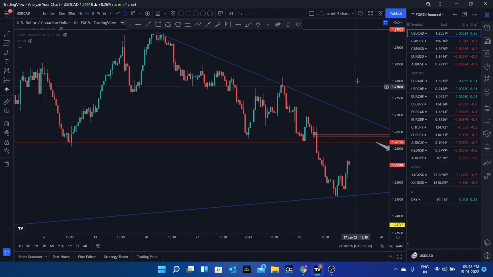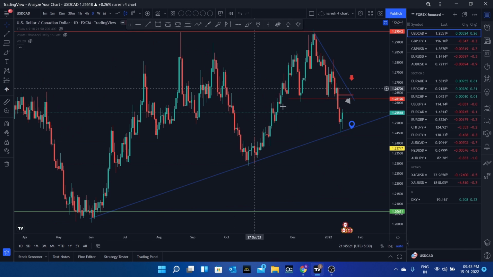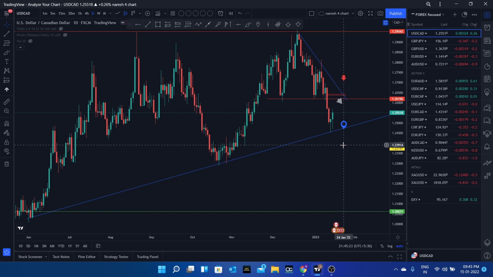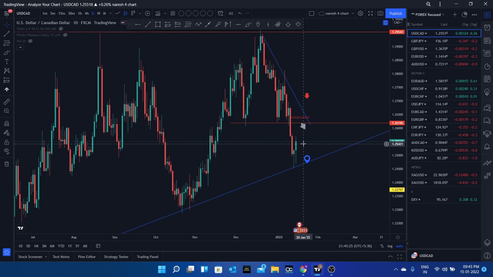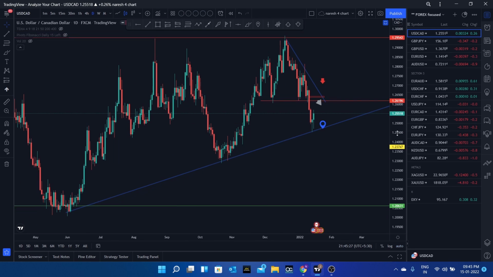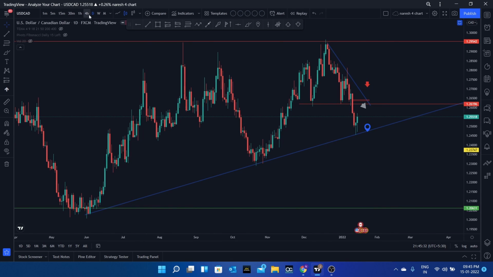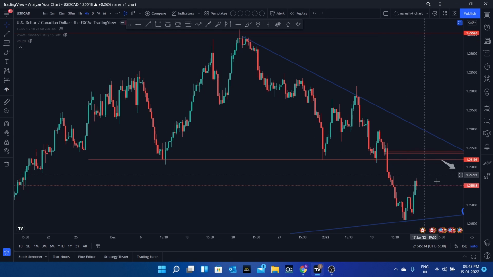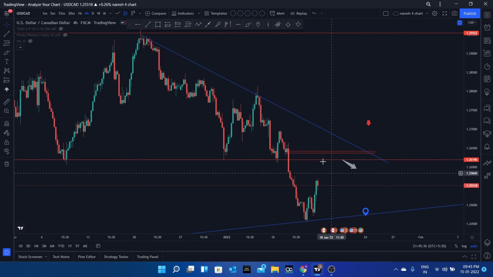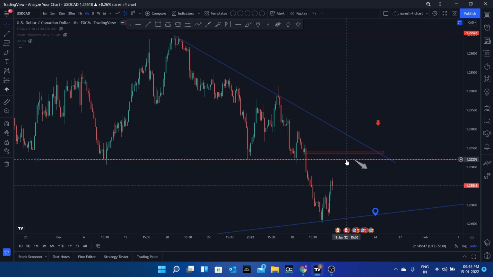First pair would be USD CAD, guys. In the 1 day time frame, it has taken support from this uptrend line, and we are also facing some rejection from the trend lines. We are forming a higher high, a higher low and a lower low, so we mostly like to go for a short position. At this level we can go for a short position, guys.